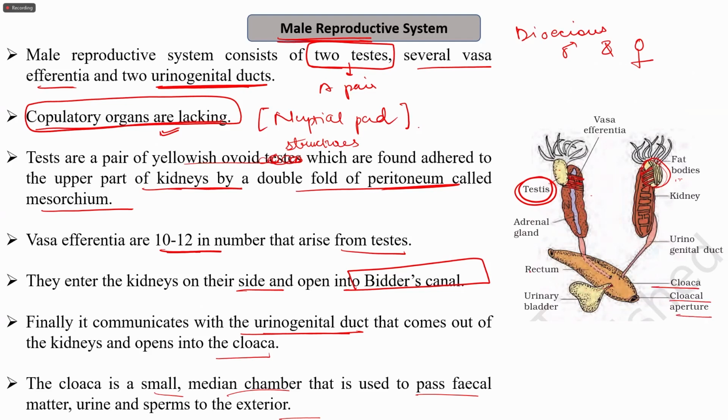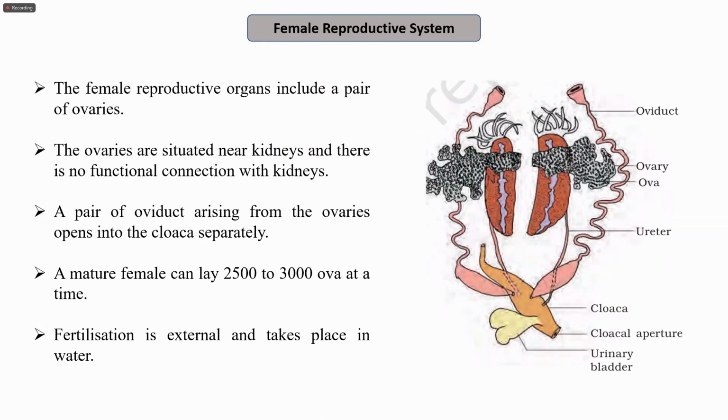The secretion of the testes enters into the urinogenital system, and through the urinary bladder, it comes out in the form of sperm through the cloaca. The female reproductive system consists of a pair of ovaries.